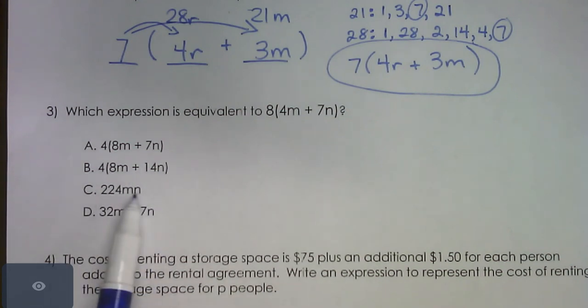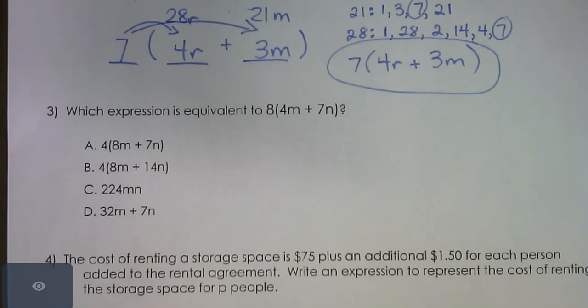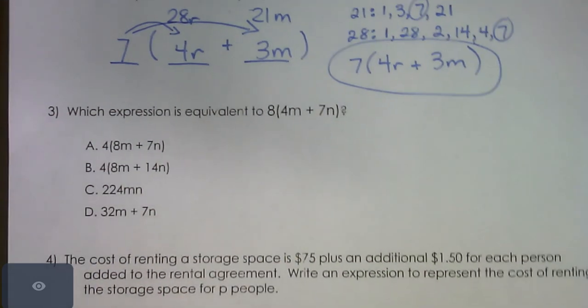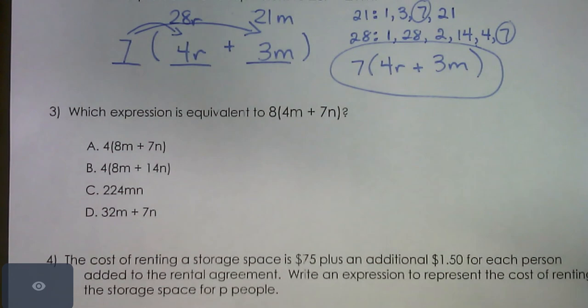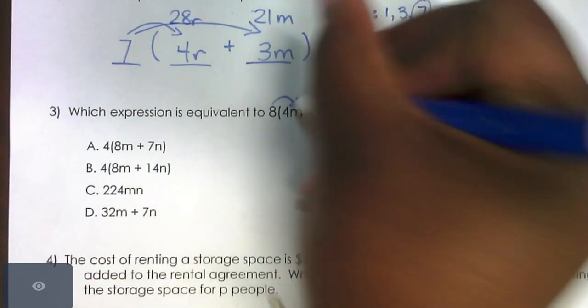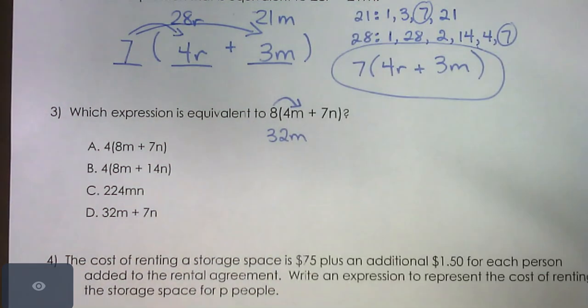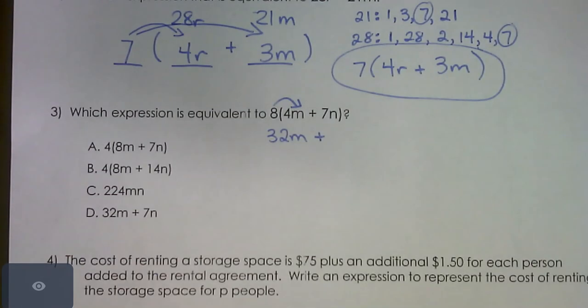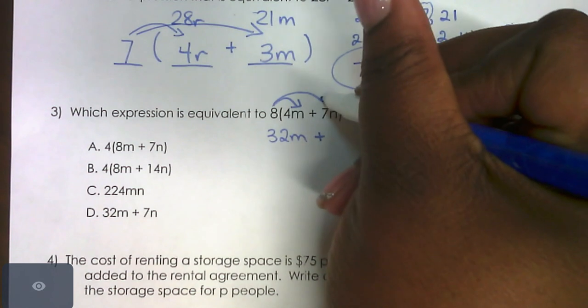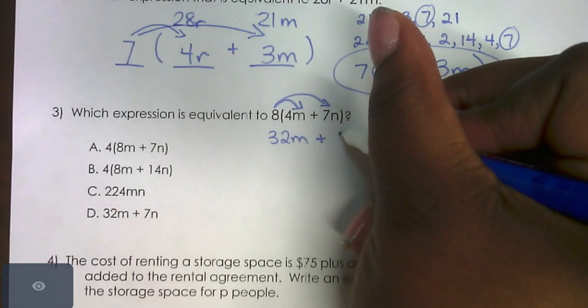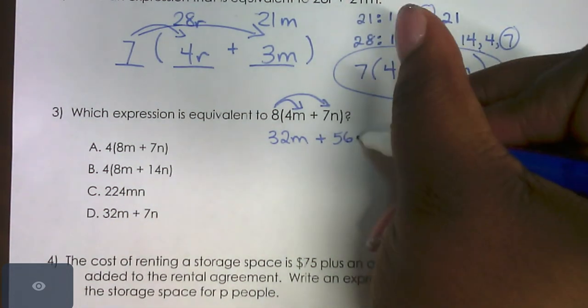I have 224mn, and I have 32m plus 7n. Guys, the trick to this one really isn't a trick at all. The best way to find out what is equivalent to this is to go ahead and simplify it using the distributive property. So I'm going to multiply 8 times 4m, and I get 32m. Now I'm going to put my addition symbol, and now I am distributing the 8 to 7n, and 8 times 7, guys, you should know this is 56, but not forgetting that n.